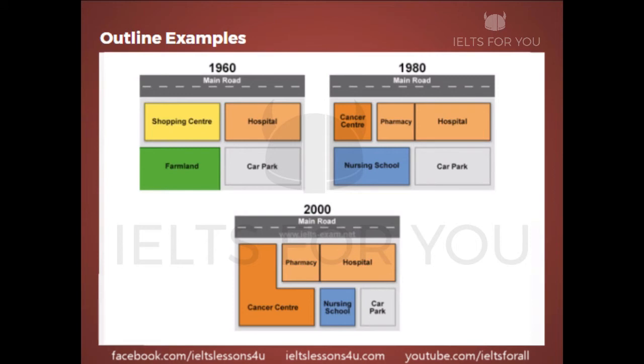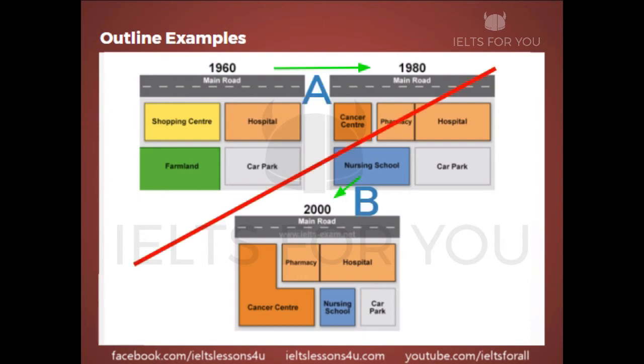Finally, let's look at a map. Okay, so this map shows 3 different city kind of organizations or downtown organizations in 1960, 1980, and 2000. So similar to the graph that we saw earlier, what we have here is actually 2 different changes from 1960 to 1980, and then from 1980 to 2000. And that's the way we should organize our body paragraphs.